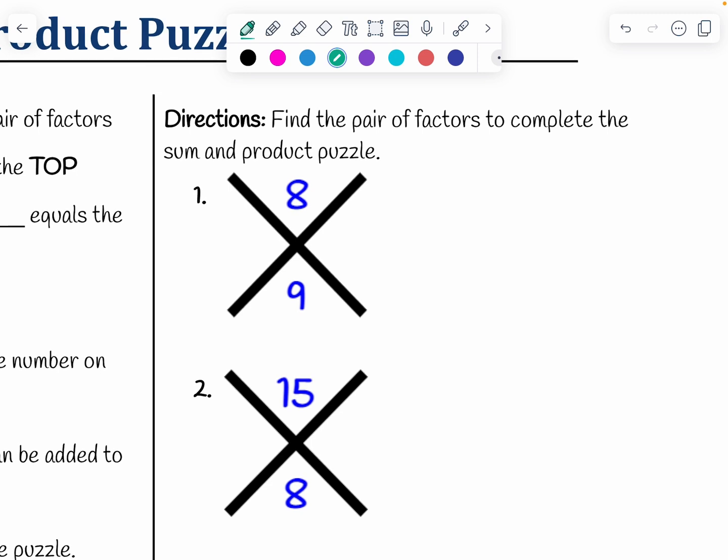Okay, let's look at this one. The top number is 8 and the bottom number is 9. So first thing I'm going to do is list all of the factors of 8. So this would be 1 and 8, and then 2 and 4, and 3 is not a factor. So you're going to look at which of these two pairs add to 9. And that would be 1 and 8, because 1 plus 8 is 9. So the solution to the X puzzle is 1 and 8.